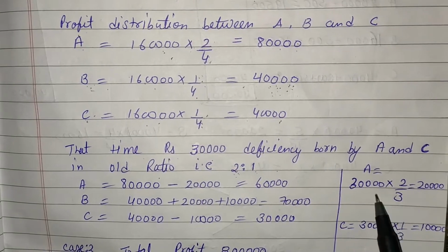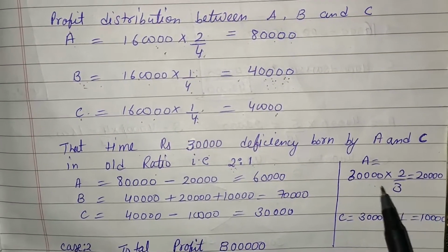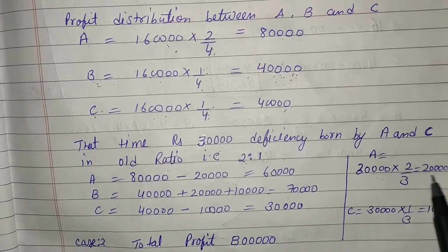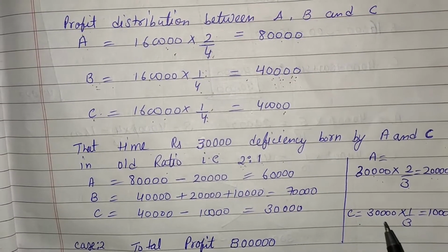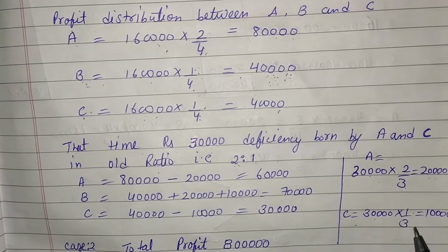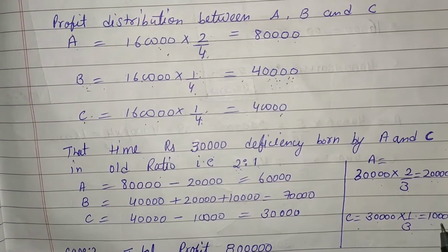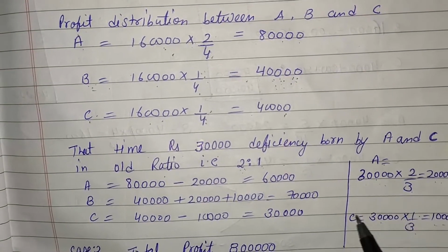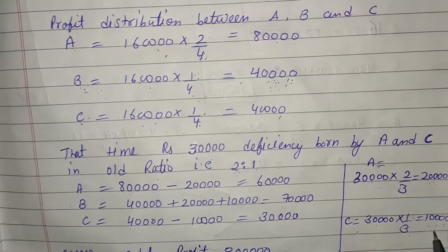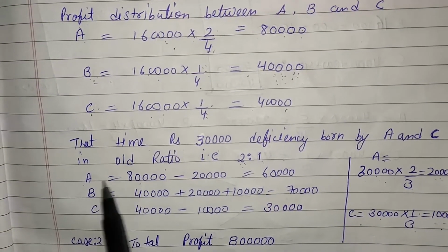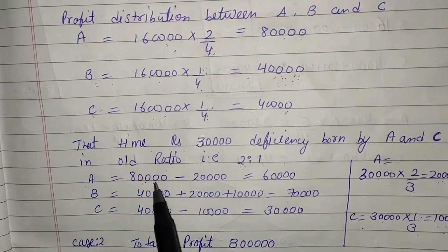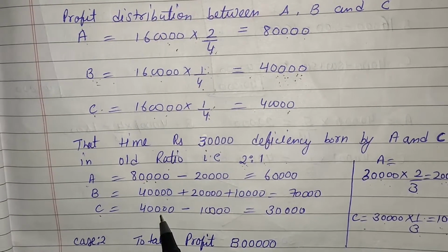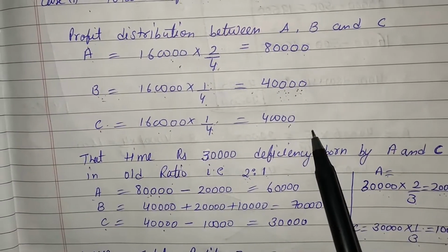That 30,000 divided in the ratio 2 is to 1: 30,000 multiplied by 2, total of this 3, we get 20,000. Like that, for C, 30,000 times C's share 1, total 3, now we get 10,000. So that 30,000 is divided between A and C as rupees 20,000 and 10,000. The old profit is A getting 80,000, B getting 40,000 and C getting 40,000. We already calculated this amount.